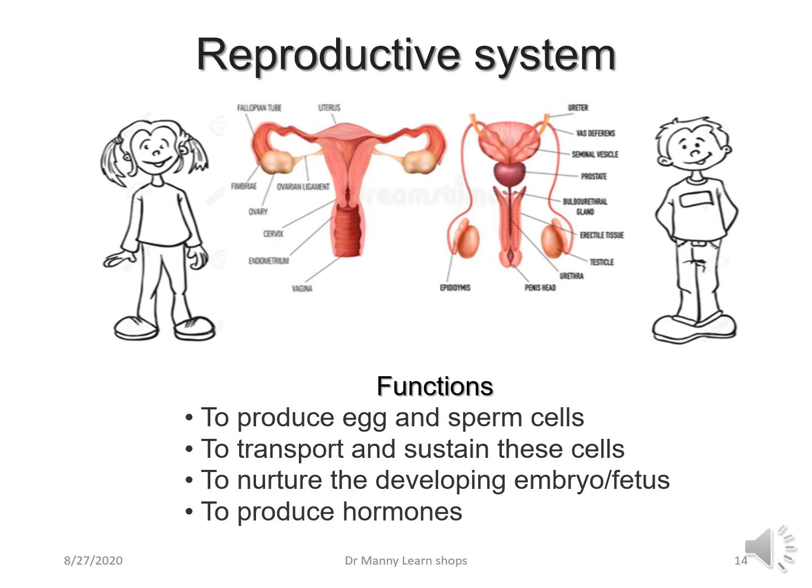The reproductive system in pediatrics is important, but it's not as important as in adults. However, the functions are to produce egg and sperm cells, to transport and sustain these cells, to nurture and develop the embryo and fetus, and to produce certain hormones.